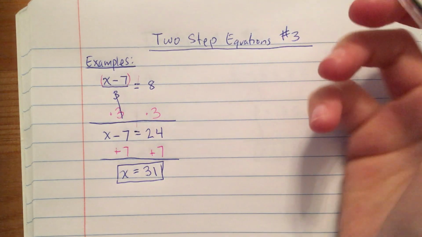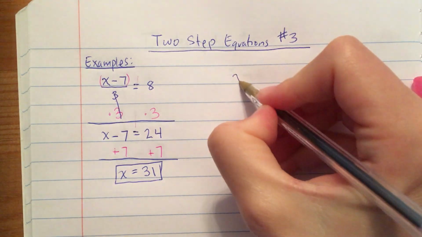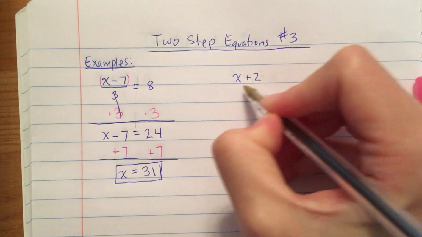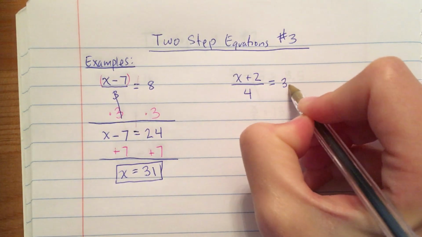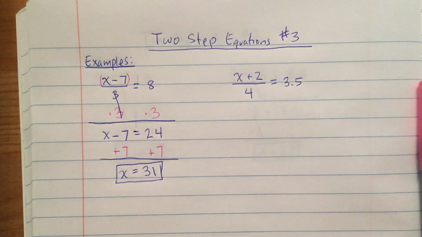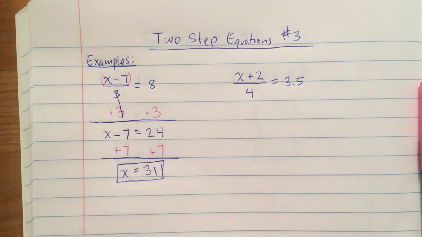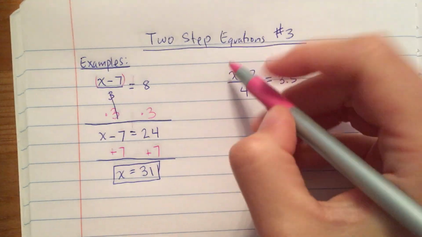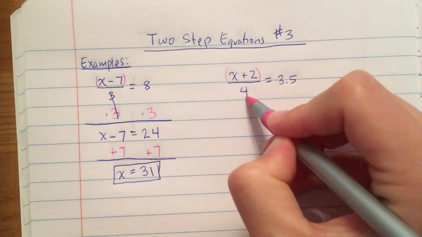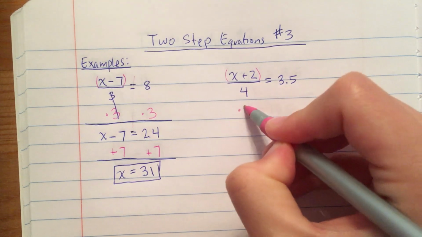One more example. Okay, again, decimals don't bother us. We just follow the same kind of idea. In this case, right, there's these invisible parentheses here. So I need to get rid of the 4 first. That's divided by 4. So I'm going to multiply by 4.